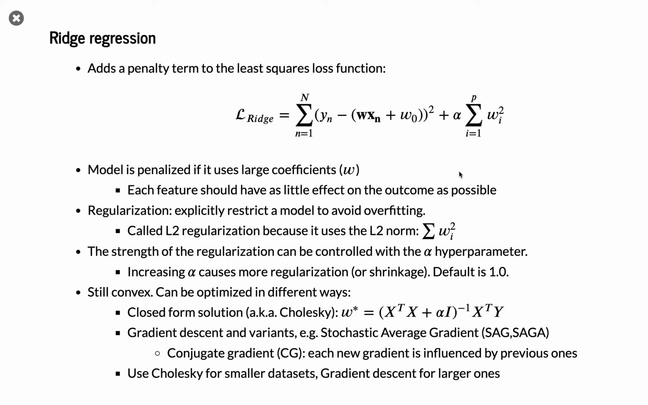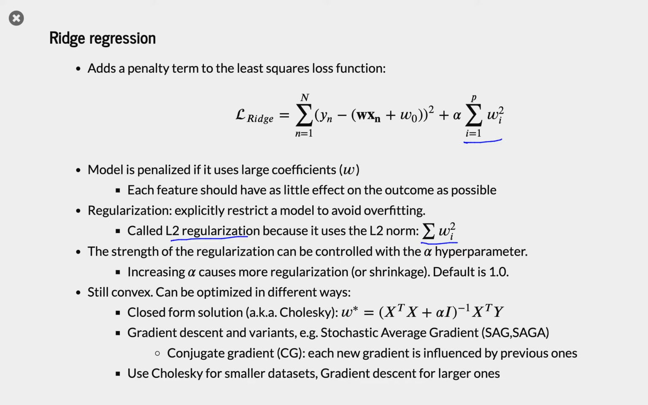Right? So this is one way of regularization. It explicitly adds a factor to the loss function that causes the model to avoid overfitting. And it's called L2 regularization because it uses the L2 norm, which is the sum of the squares of the weights.